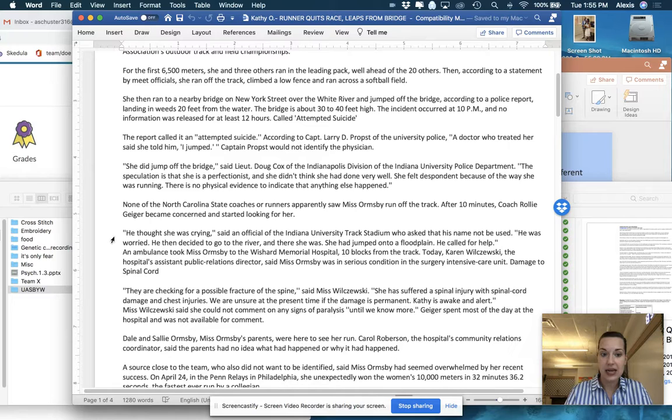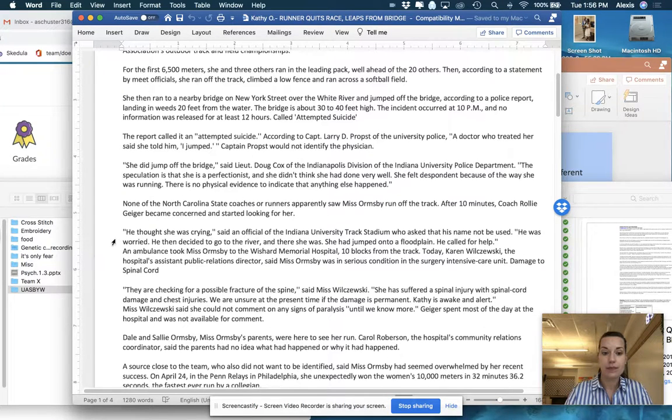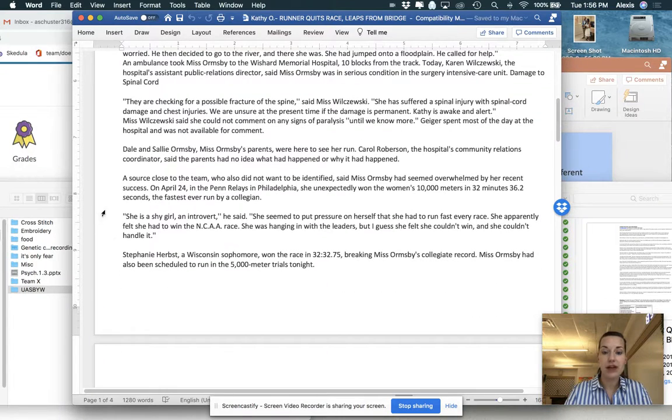Today, Karen Wilzaleski, the hospital's assistant public relations director, said Miss Ormsby was in serious condition in the surgery intensive care unit. She had damage to her spinal cord. "They are checking for a possible fracture of the spine," said Miss Wilzaleski. "She has suffered a spinal injury with spinal cord damage and chest injuries. We are unsure at the present time if the damage is permanent. Kathy is awake and alert." Ms. Wilzaleski said she cannot comment on any signs of paralysis until we know more. Geiger spent most of the day at the hospital and was not available for comment.